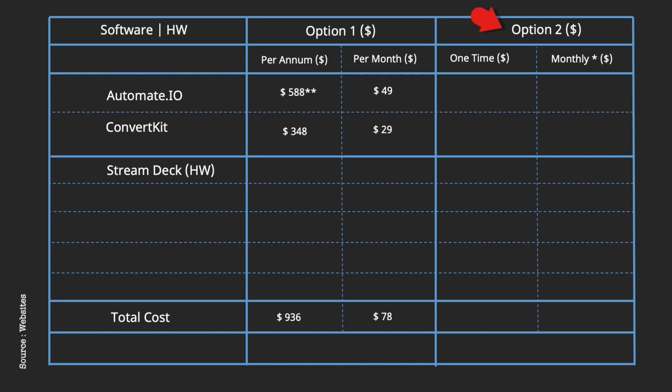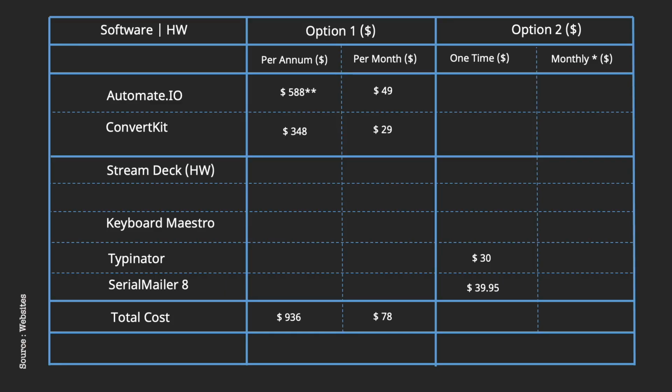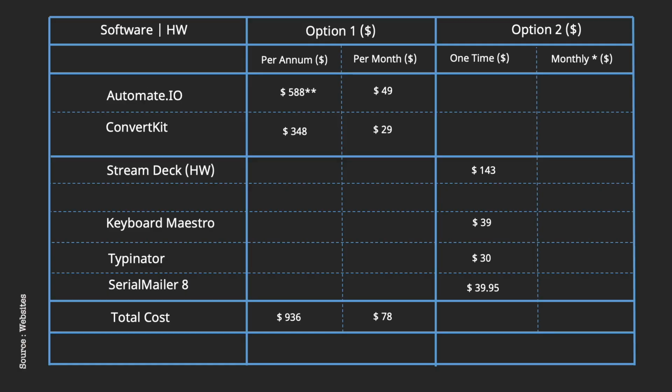Option 2. In my option, I took Serial Mailer 8, Typinator, Stream Deck, and Keyboard Maestro. Serial Mailer 8 costs around $40. Typinator costs about $30, and that's for an individual license. Keyboard Maestro is priced at around $39, and Stream Deck costs around $143 on Amazon currently. All of these are one-time costs. So the total cost of all of these solutions works out to about $250.